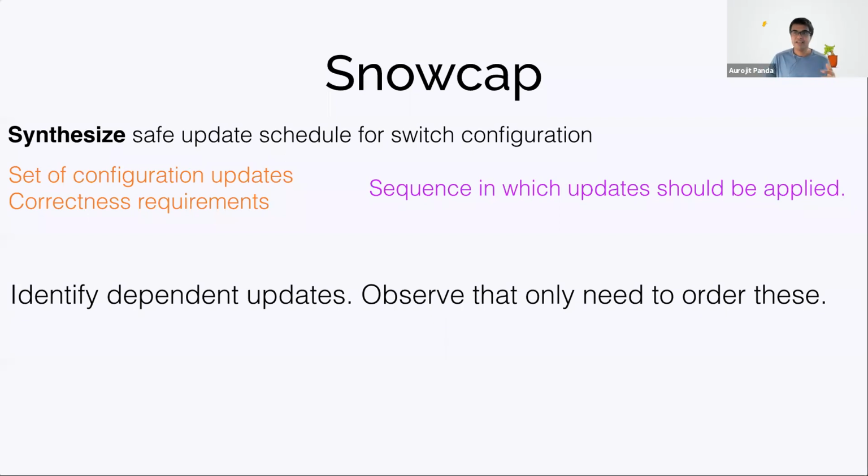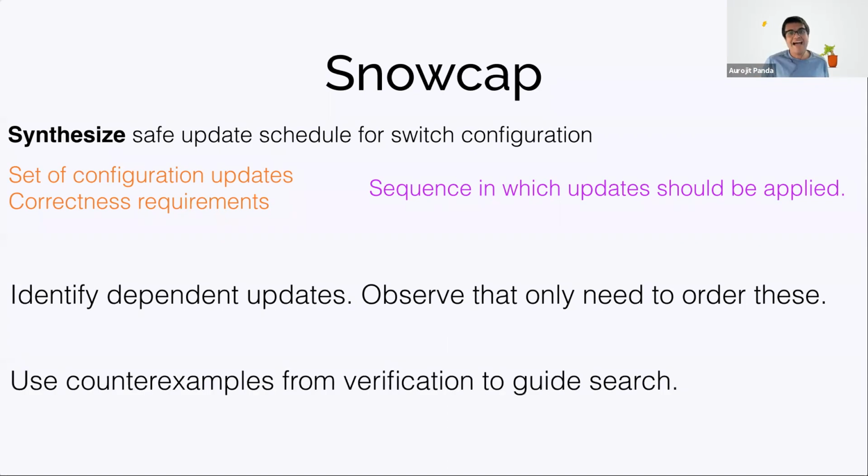And their way of doing this is, rather than considering the set of all updates, they find ones that are dependent on each other, observing that updates that do not depend on each other cannot impact each other, and you can reorder them as you want. After that, they use counterexample guided search, which we talked about before, to then find schedules for these dependent groups.